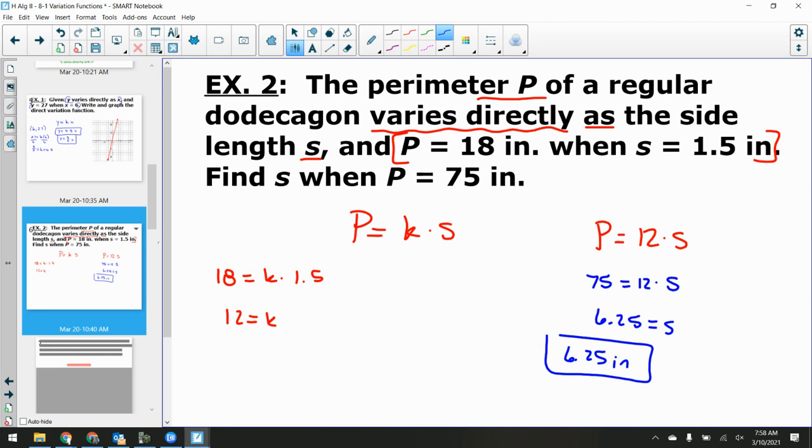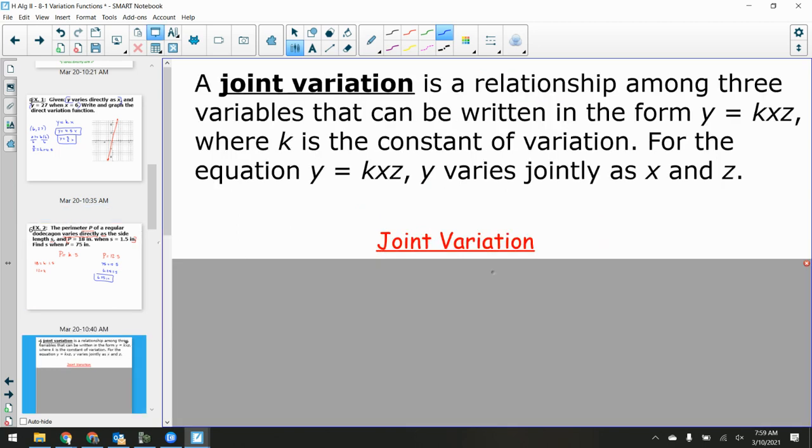All right, so that's direct variation. That should not be new material. That's what we've learned before. Okay? Now we're going to add into it. We're going to talk about joint variation. We had direct variation, now we're going to talk about joint variation. Basically, a joint variation is when two things are varying directly.